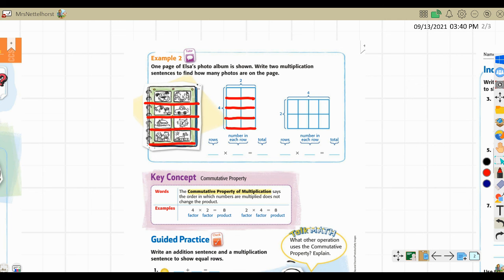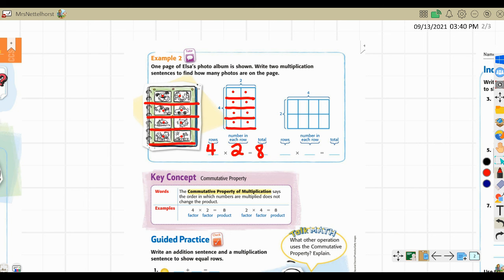I have 2 in each row. So I have 4 rows with 2 in each row, and if I count those up, that's a total of 8 pictures. Now, if you remember last week, we turned our paper sideways.